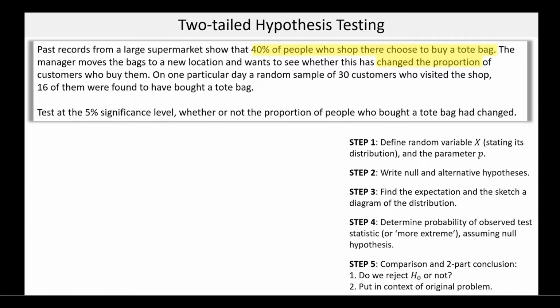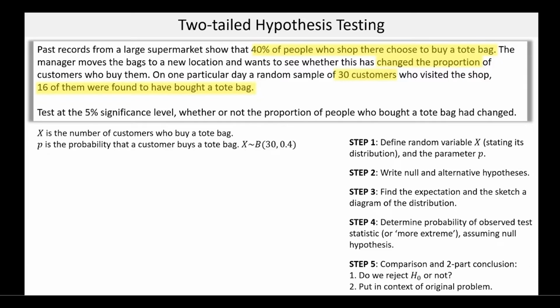On a particular day, a random sample of 30 customers who visited the shop was taken. So this is going to be the size of the sample, 30, and we're told 16 of them were found to have bought a tote bag. So 16 of them bought the bag. Here's all the important parts. We can start on the hypothesis test.